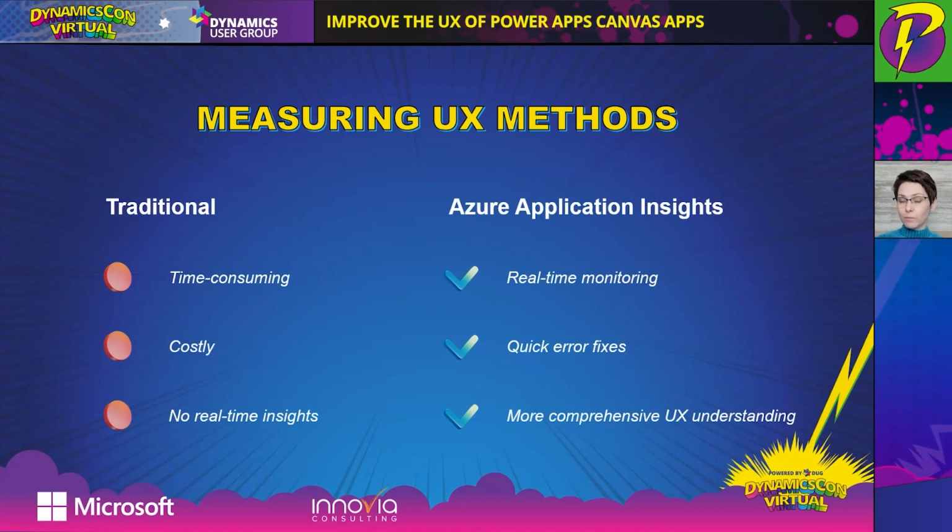Another key problem with traditional UX measurement methods is that they may not provide enough data to inform decision-making and prioritize improvements. With Azure Application Insights, you can track and analyze data related to user behavior and application performance, and get the insights that you need to make informed decisions about how to improve the UX of your applications.